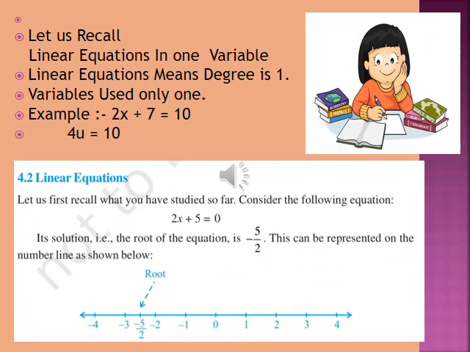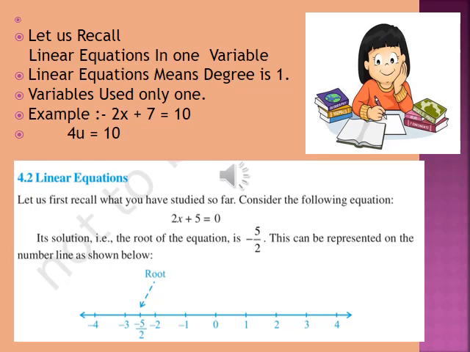Before two variables, let's recall linear equations in one variable. Linear equation means degree 1. Quadratic equation means degree 2. So the variable used here is only 1. For example, 2x plus 7. See here, only one variable is used and its degree is 1. So it is a linear equation.